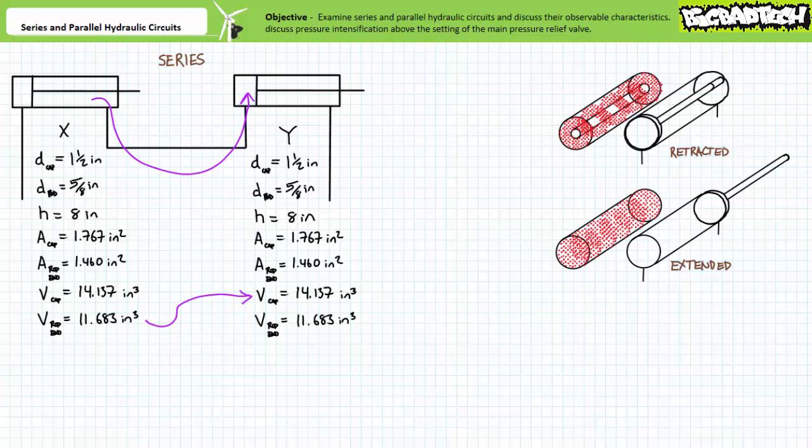When cylinder X fully extends, this same quantity is pushed out of the rod end of X into the full cylindrical cap end of Y. Notice a problem here? Given the cylinders are identical, the tubular rod end volume at full retraction is smaller than the fully cylindrical cap end volume at full extension.